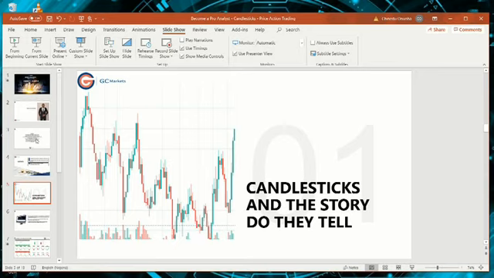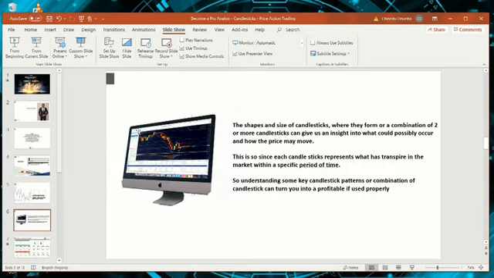In the previous lectures, we talked about what candlesticks are and how they function. They show us the open price, the low price, the high price, and the close price. Now, the shapes of these candlesticks tell a lot of stories. The shape, the size of candlesticks, the way they form, and sometimes a combination of two or more candlesticks can give us an insight into how price could possibly move.